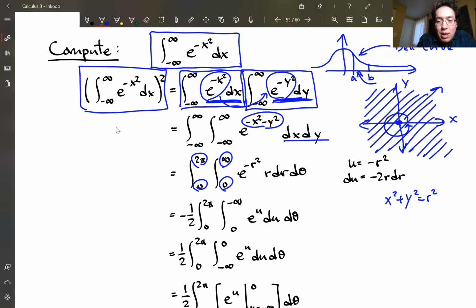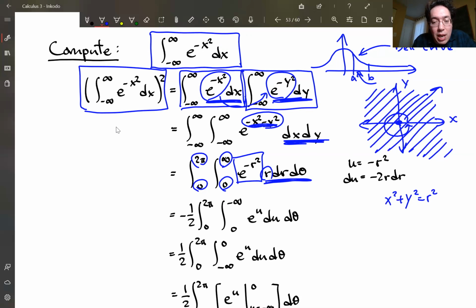So negative x squared minus y squared is going to be negative r squared, and that's a simpler expression to integrate. So that becomes the new integrand. And then dx dy is going to turn into r dr d theta. We'll get an extra factor of r because we're integrating in polar coordinates.